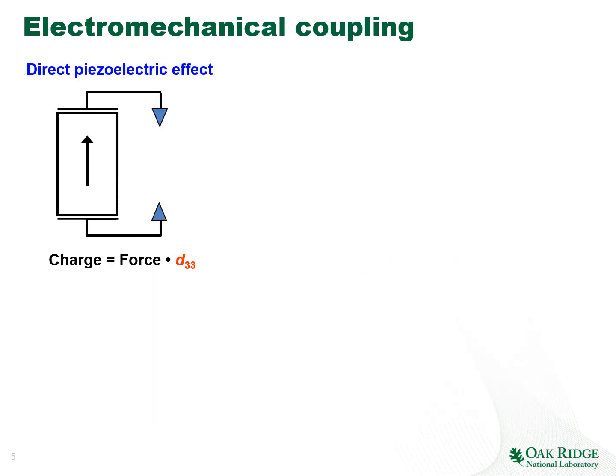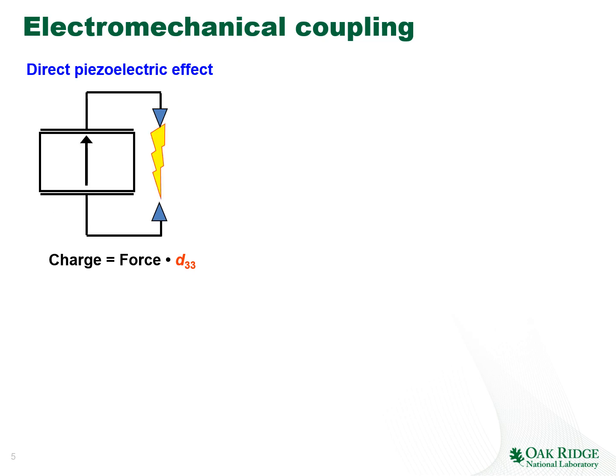So, how are we going to do that? First of all, let's define what is the electromechanical coupling. The simplest example of electromechanical coupling is the so-called direct piezoelectric effect. Imagine that we have a crystal, we mechanically compress it, and this creates charge on the opposite sides of the crystal, and this is what is used in the lighters.